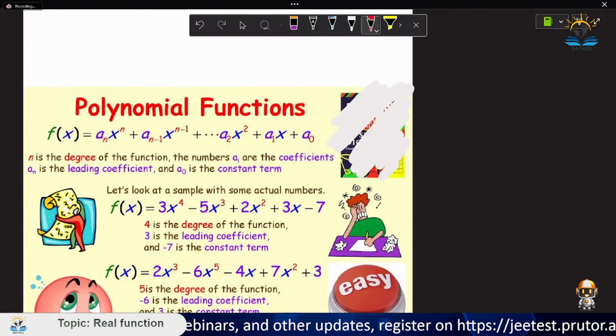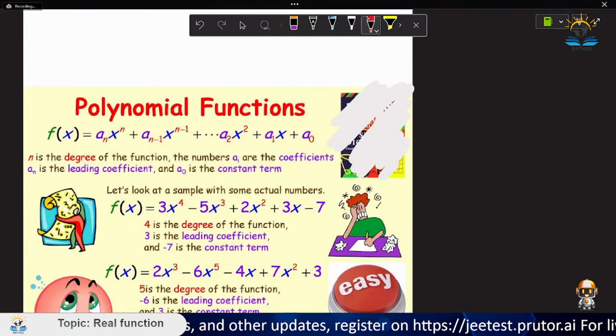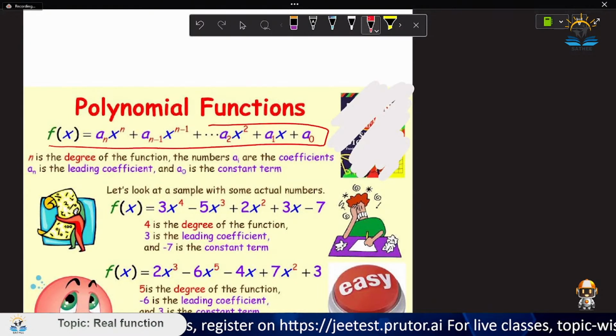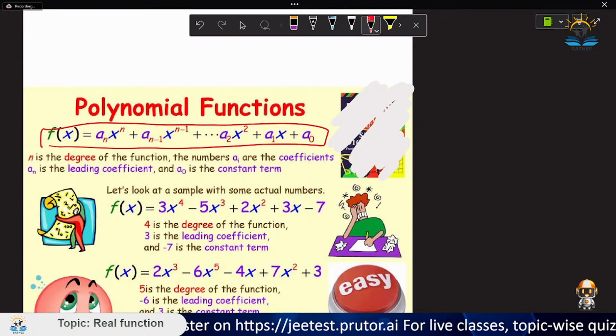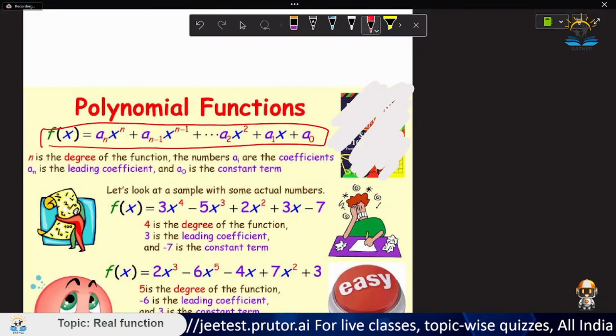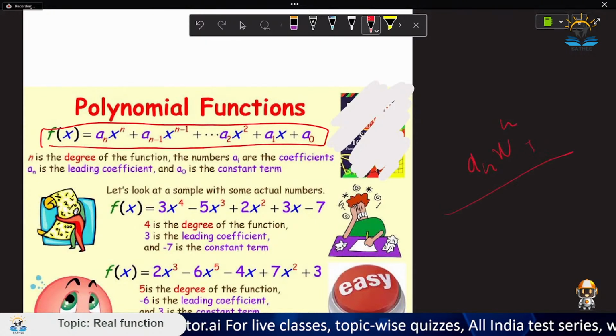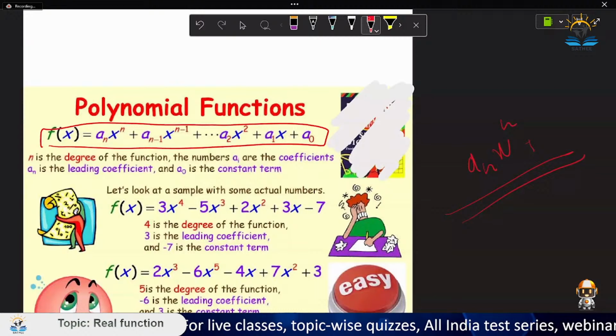So let's get to the polynomial part. Polynomial functions are basically functions defined by this format. It is an important format that you can learn. It's not that tough. What we do is we define a variable n and take the power of x to n similarly. So it's a polynomial function.